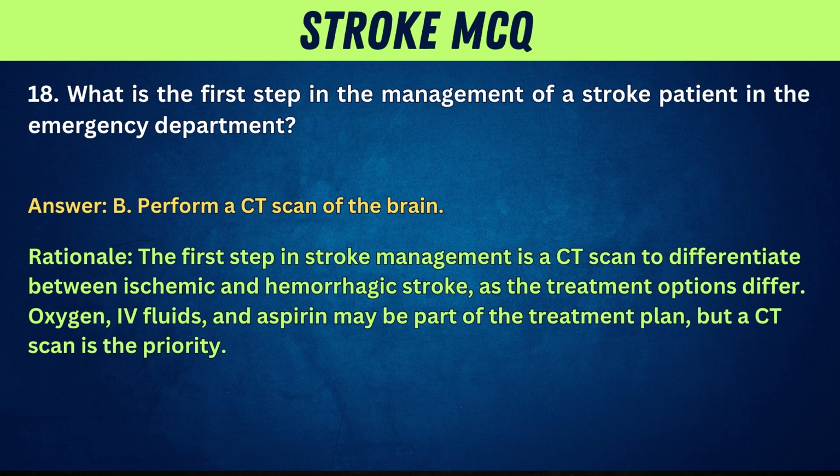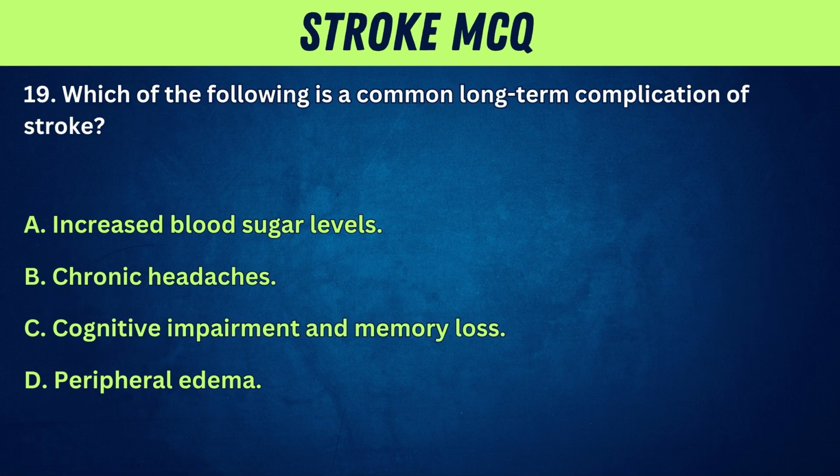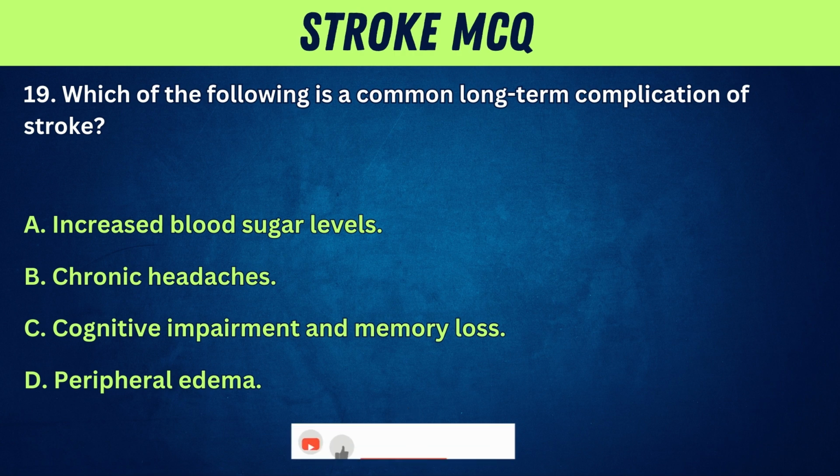Rationale: the first step in stroke management is a CT scan to differentiate between ischemic and hemorrhagic stroke, as the treatment options differ. Oxygen, IV fluids, and aspirin may be part of the treatment plan, but a CT scan is the priority. 19. Which of the following is a common long-term complication of stroke?